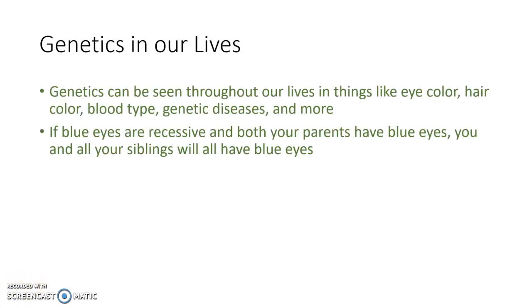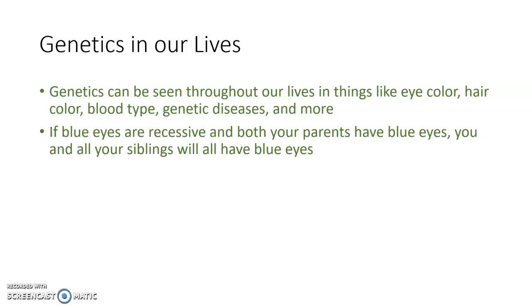Genetics is widely seen in our lives around us. Basically everything that we see in anyone or in any organism is genetics. So it can be seen throughout our lives in things like eye color, hair color, blood type, genetic diseases, and so much more. So I want to ask you guys, do you recognize any similarities between you and your parents or your siblings? Pause the video or take a second to think about any similarities you might have. Because you're all related, genetics will show through in similar ways in each of you.